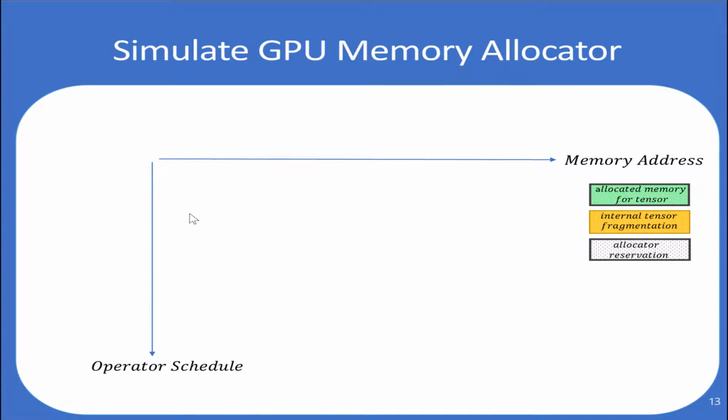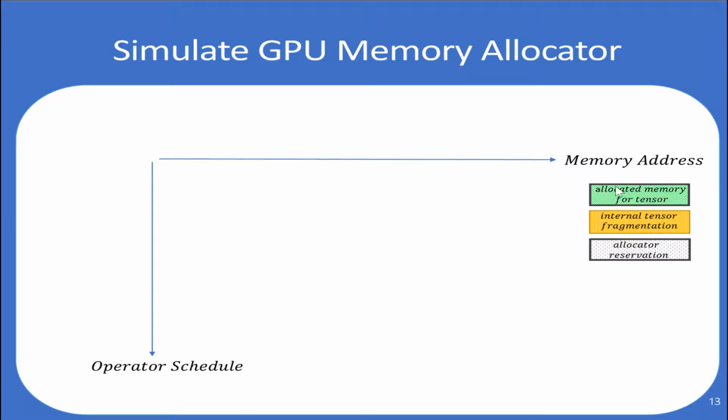The vertical axis represents the operator execution ordering, such that Conv2D executes first, AvgPool2D is second, and Linear then follows. The horizontal axis shows the consumed GPU memory when a certain operator is executing.